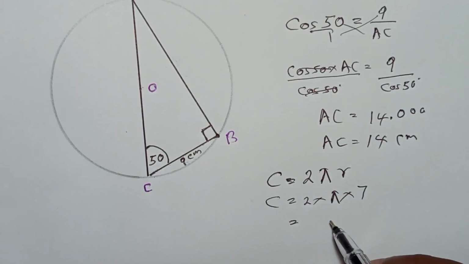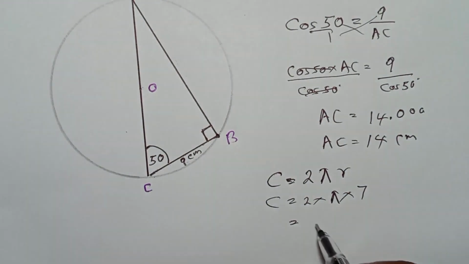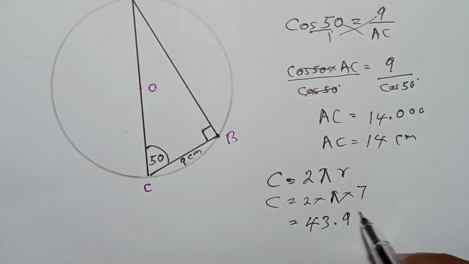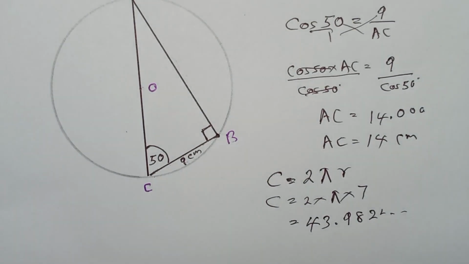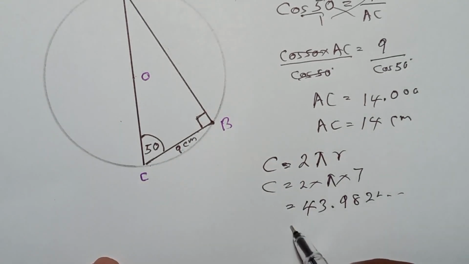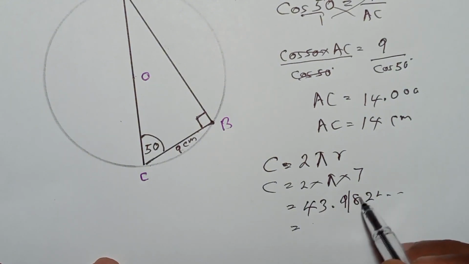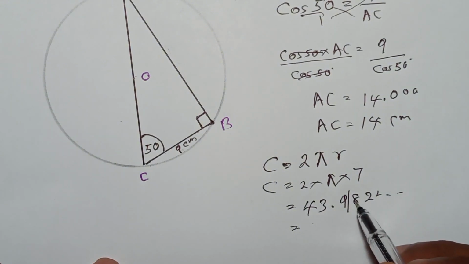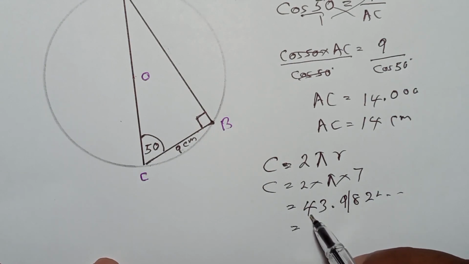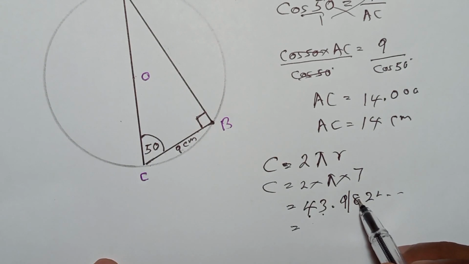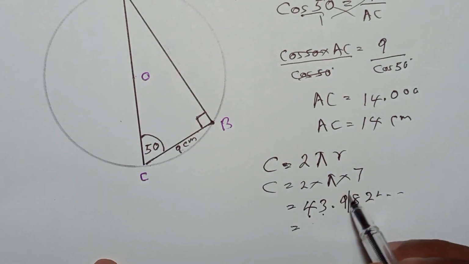So your answer here, I got 43.9822 like that, but they asked to give it to 3 significant figures. When you convert to 3 significant figures, here is 8, bigger than 5. 3 significant figures means here the first significant figure, here the second, here the third. Now this is more than 5, so we need to add 1 here.